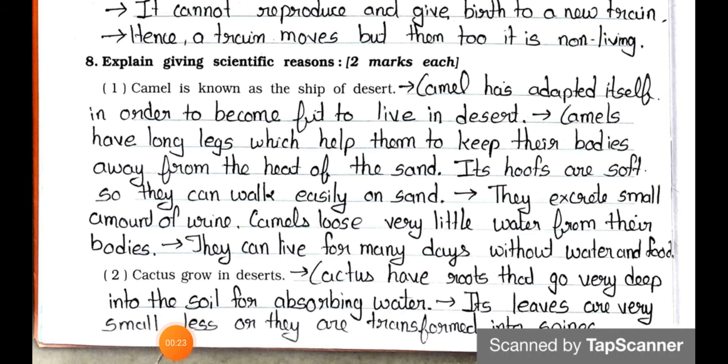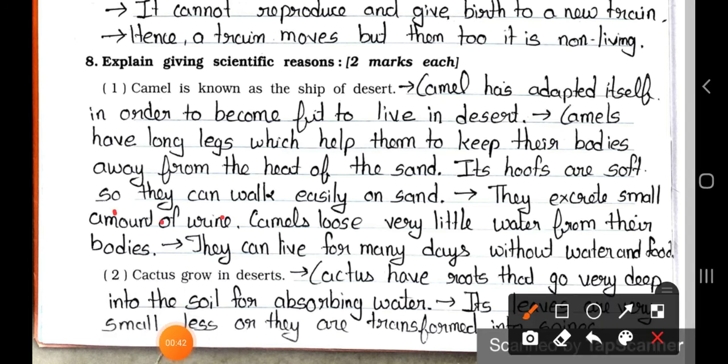Number 1. Camel is known as the ship of the desert. Answer: camel has adapted itself in order to become fit to live in desert. Camels have long legs, which help them to keep their bodies away from the heat of the sand. Its hoofs are soft so they can walk easily on sand. They excrete a small amount of urine. Camels lose very little water from their bodies. They can live for many days without water and food.